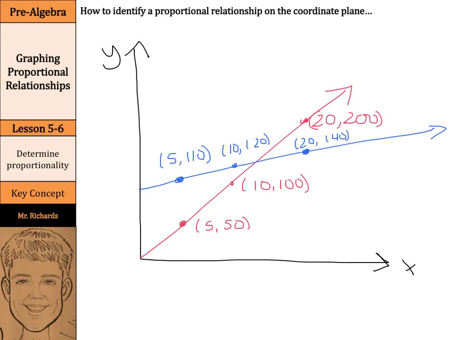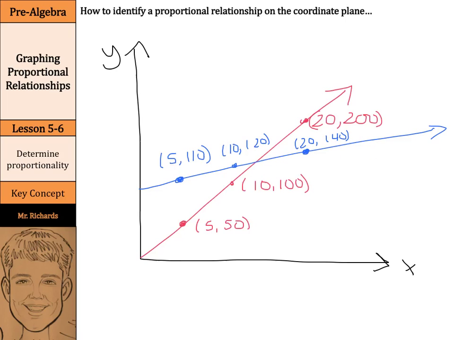In our blue line here, we have a line. It's not going through the origin. So while it is a straight line, it's not going through our origin. Since it's not going through the origin, it's not proportional. Compare that to our red line that goes through the origin, which is 0, 0, and it's a line going up at a constant rate. So, yes, the red line is proportional. The blue line is not.